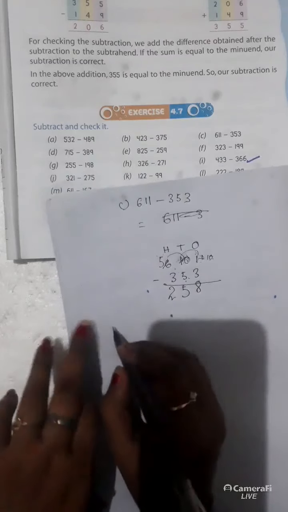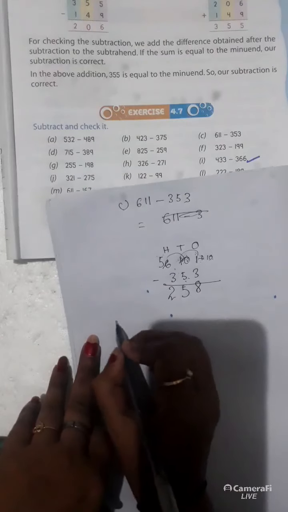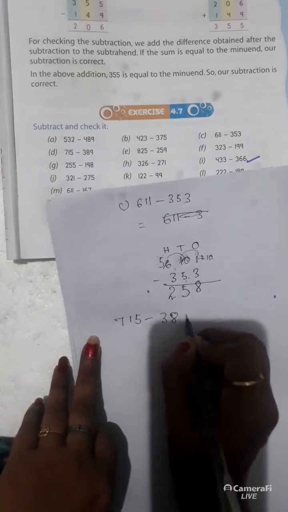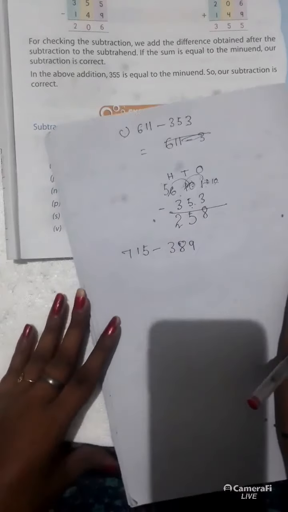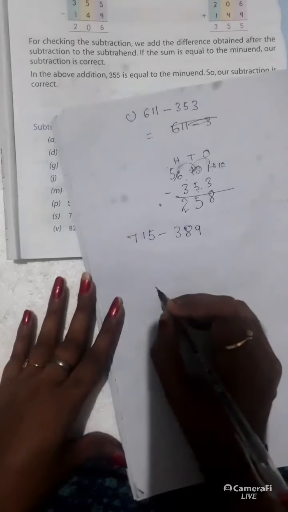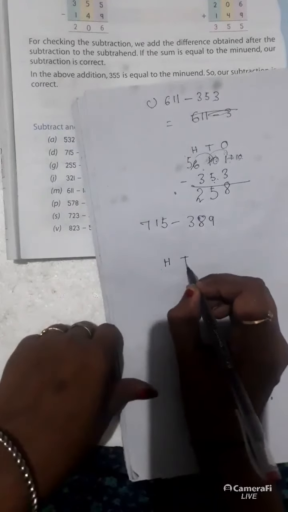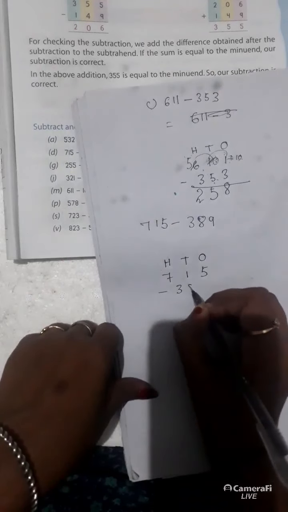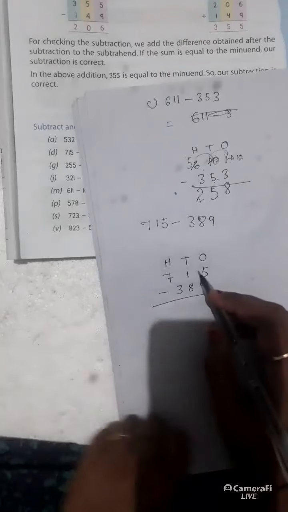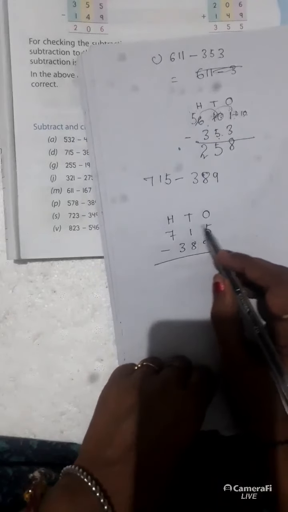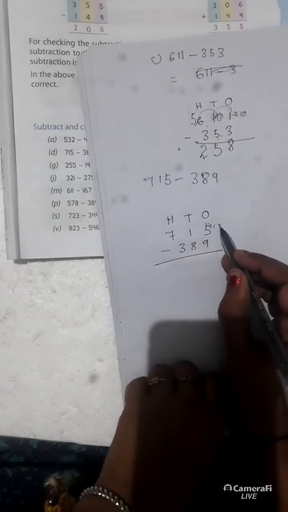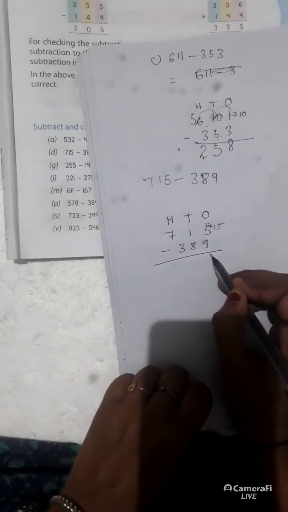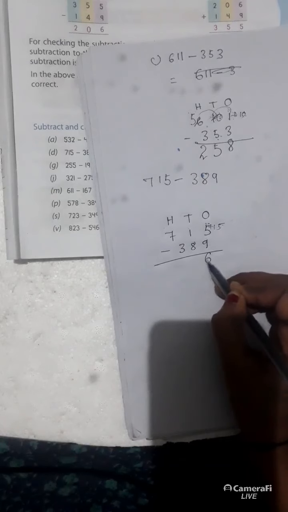Now next one is 715 minus 389. Hundreds, tens, ones. 715 minus 389. As usual, I have to borrow 1 ten from here, so it will be 15 ones. 15 ones minus 9 means 15 minus 9 is 6.